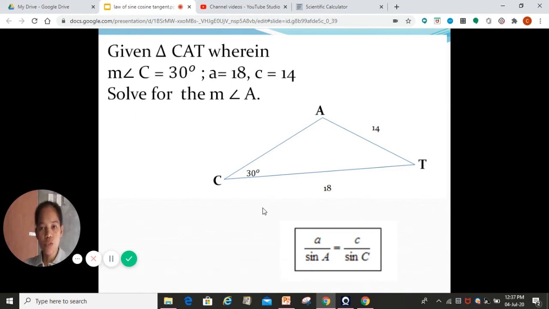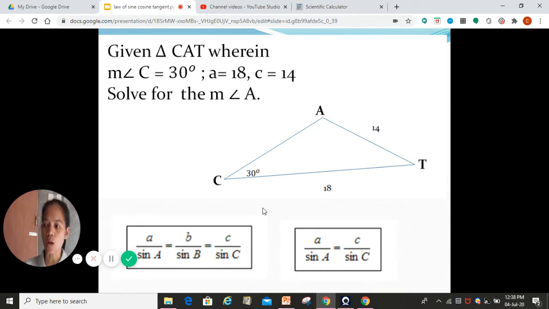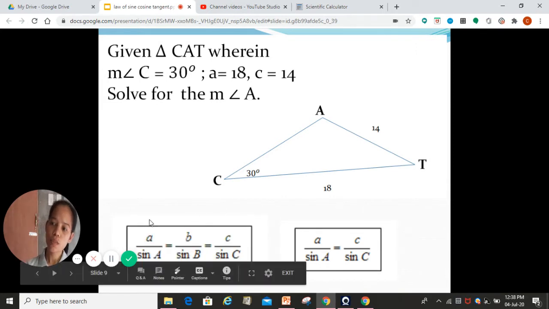Since we have that transitive property, let's say A equals B equals C. If A is equal to B and B is equal to C, therefore A is equal to C. Similarly here, if A is equal to B and B is equal to C, therefore we can say that A is also equal to C using that transitive property. That's the reason we can come up with A over sine A equals C over sine C.